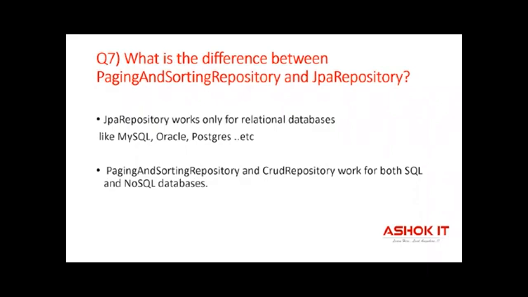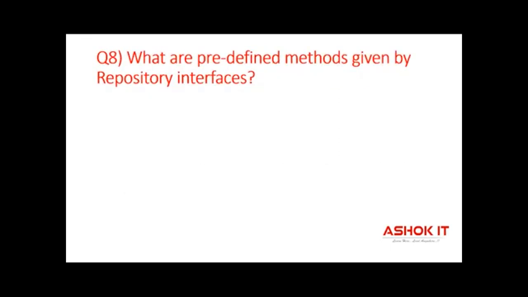Of course, even paging and sorting is specially designed for sorting and pagination purposes, but those are also available in JPA repository because JPA repository internally extends paging and sorting. This is the only major difference you can identify. What are the predefined methods given by repository interfaces? This is also asked mostly.